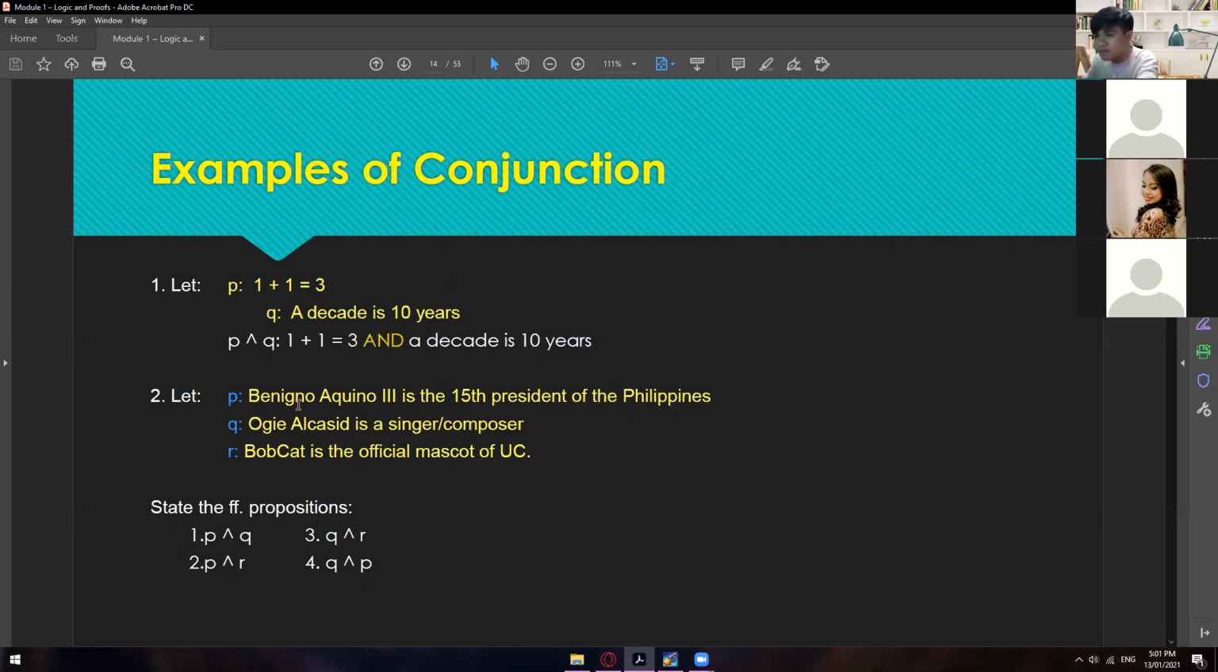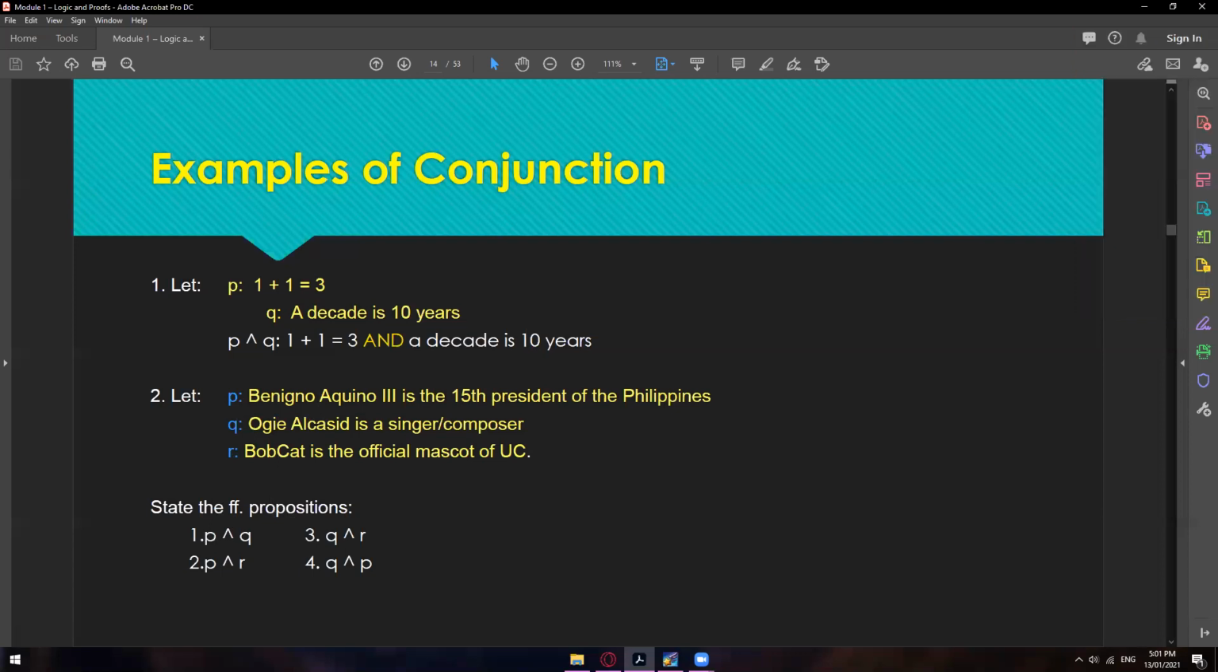Sobrang dali. Number 2, we have 3 statements, P, Q, R. For the first one, we have Benigno Aquino III is the 15th president of the Philippines. And then Q, Aguil Casit is a singer or a composer. And then letter R, a bobcat is an official mascot of UC. So here are the questions. Given the following propositions, we have number 1, P and Q, P and R, Q and R, and then Q and P. I will call someone who will answer those questions.